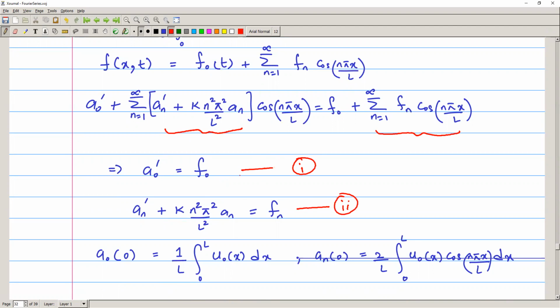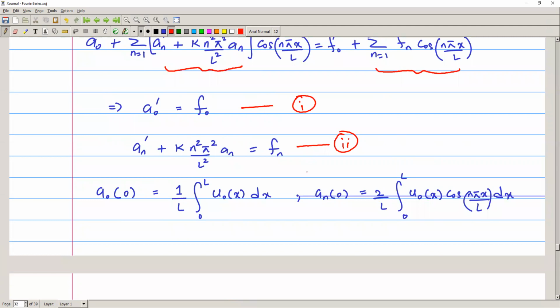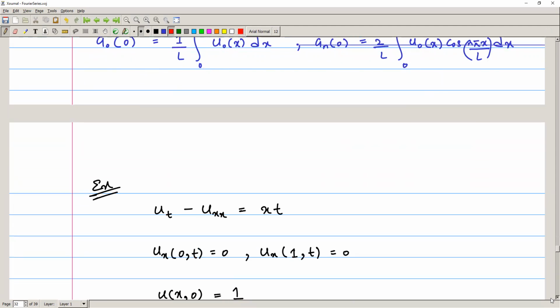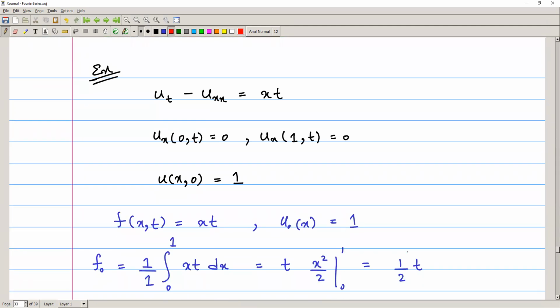Because here a naught is independent, we can solve it independently, and for an we can generalize the solution, right? So here we can see that a naught of 0 will be equal to 1 over L times the integral of the initial condition, that is u naught x dx, and an is equal to 2 over L times the integral of the initial condition with the product of the eigenfunction cosine n pi x over L, right? So let's move on to an example and start with the example.